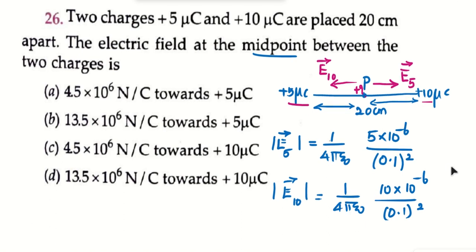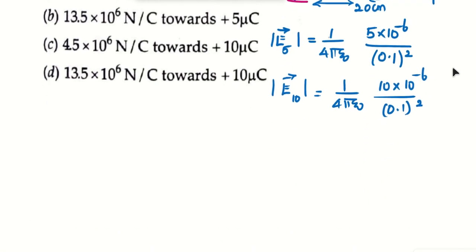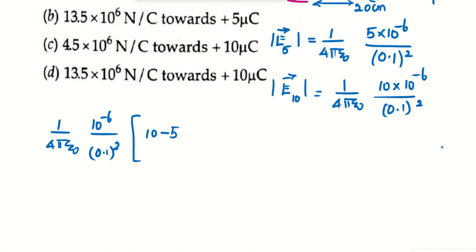Now what we have to do is take the difference between these two, because we know they are in opposite direction. So it will be 1 by 4 pi epsilon naught, if you take it out, and we can also take out 10 power minus 6 divided by 0.1 whole squared, and then we can write this as 10 minus 5. So that will be the total electric field at point P.